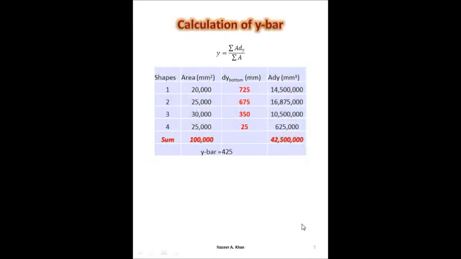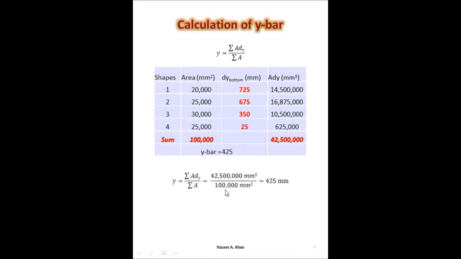I'm going to set up the Y bar information in a table form, and I have done that. All the areas are listed here. I have shapes 1 to 4, and I have the corresponding Y bars right here. The only thing I have to do is multiply these to get my ADY. When I summate it, this value goes in the numerator, and the summation of area is the denominator, and that'll give me my value for my Y bar.